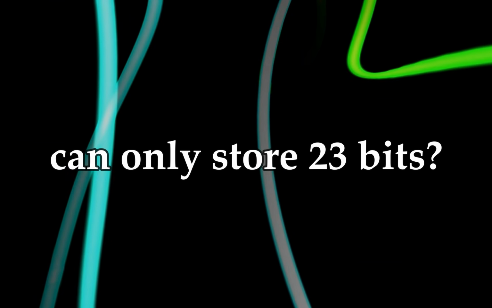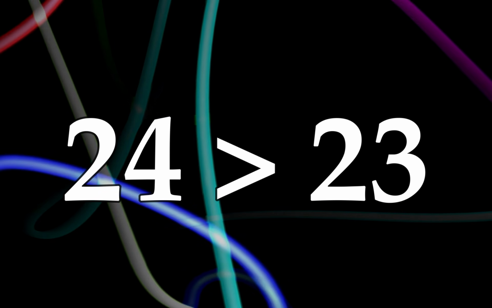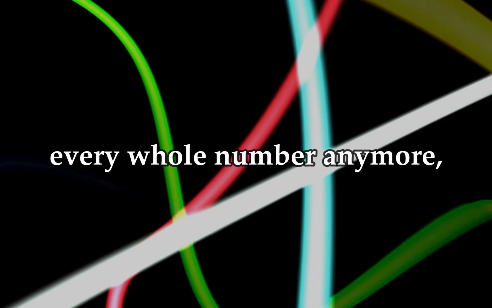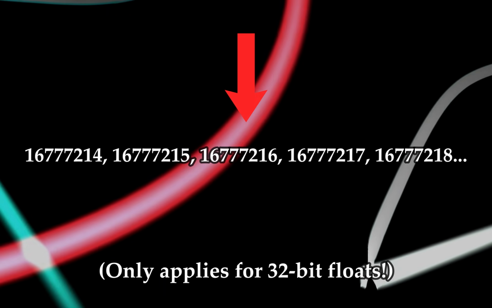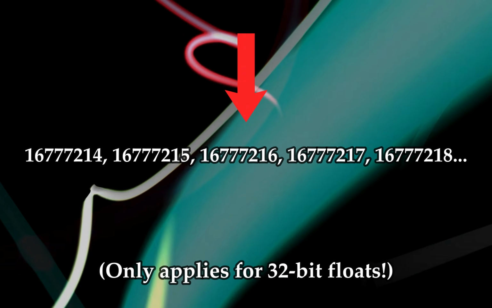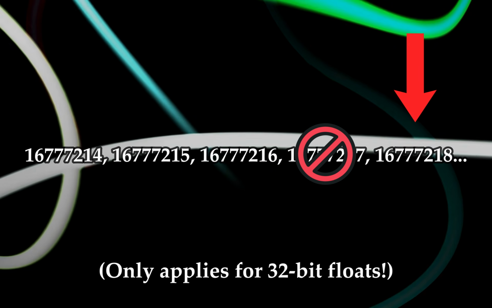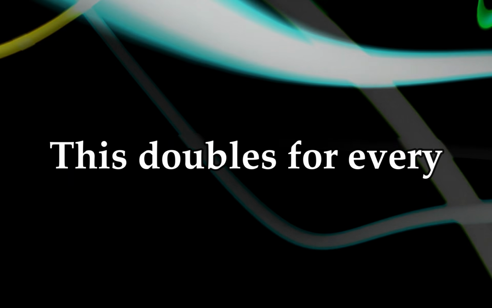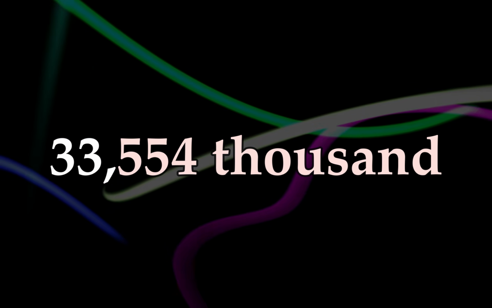Remember how the mantissa can only store 23 bits? Well, this is a problem. 24 is greater than 23, so you can't represent every whole number anymore, forcing precision to be 2. Meaning after 16,777,216 is 16,777,218, and so on. This doubles for every power of 2, so by 2 to the 25th power, or 33,554,432, you can only go by 4.